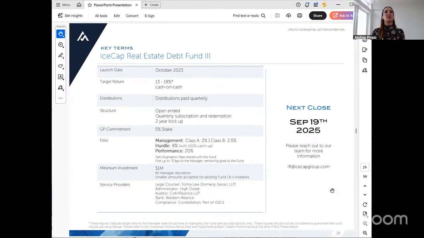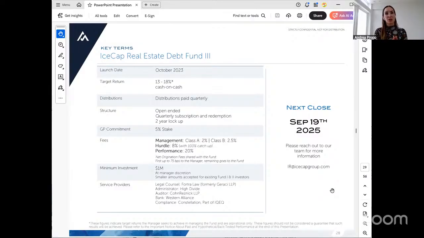Some key terms. We do pay our distributions quarterly, typically about 6 weeks after every quarter is over. There is a 2-year lockup period, after which there's a quarterly redemption period with a 25% investor level limit. So if you invest $1 million and you want to redeem in full after 2 years, we can give you $250K over 4 quarters, assuming we have liquidity to be able to provide that. If you say, I just want $250K out, we can get that out within 1 quarter.